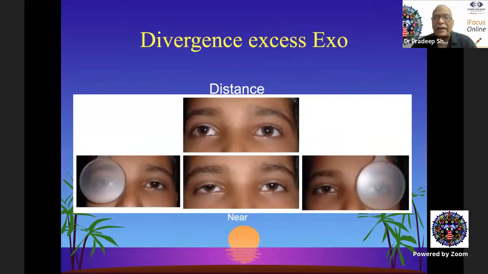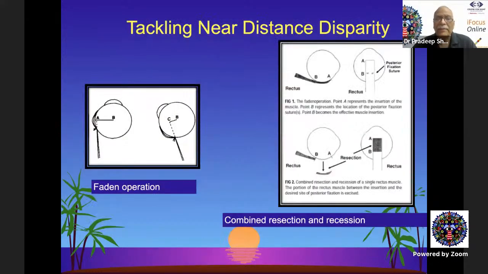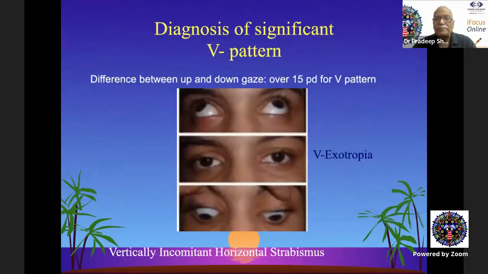So if you have a divergence excess, that means for distance fixation the measurements are different, and for near the measurements are different. We will say there is a near distance disparity if it is more than 15 prisms or more. So up to 10 prisms, you may take it as within the basic ESO or EXO. Otherwise, it's a divergence excess or a convergence insufficiency EXO, as you see here. Or there may be a convergence excess esotropia.